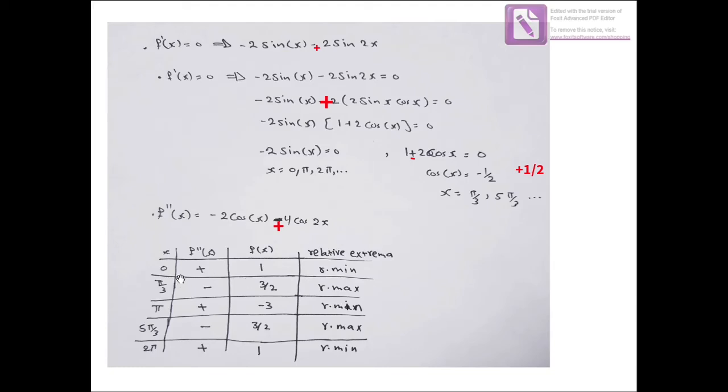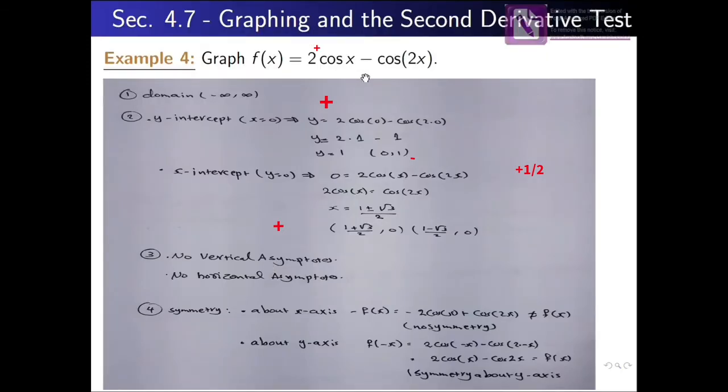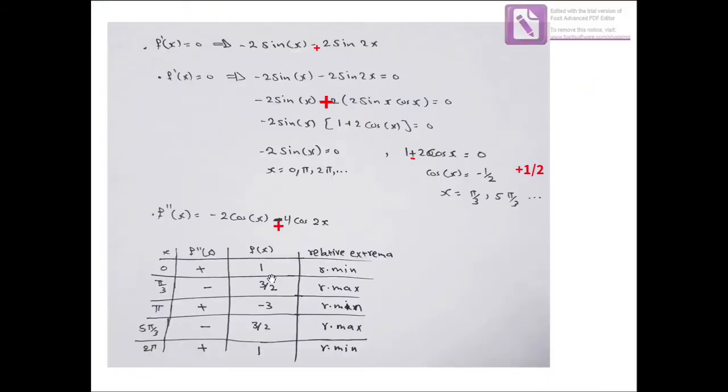So here at x is equal to 0, the second derivative is positive. That means the function has relative extrema, and the value you substitute in f of 0. So 2 cosine 0 minus 2 cos 0, this will give us 1. At pi over 3, the second derivative is negative. So that means the function has relative maximum. At pi, the second derivative is positive, so that means f has a relative minimum. At 5 pi over 3, the second derivative is negative, so that means f has a relative maximum. At 2 pi, f double prime is positive, so that means the function has a relative minimum.